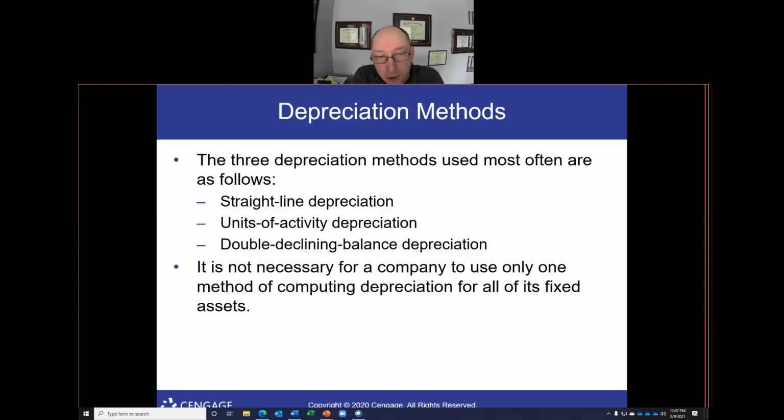And the double declining balance depreciation. This is where I take double the amount of the depreciation for the first year and then subsequent years. We'll talk about that calculation as well. Double declining balance depreciation is calculated using the straight line depreciation percentage. We'll talk about that.